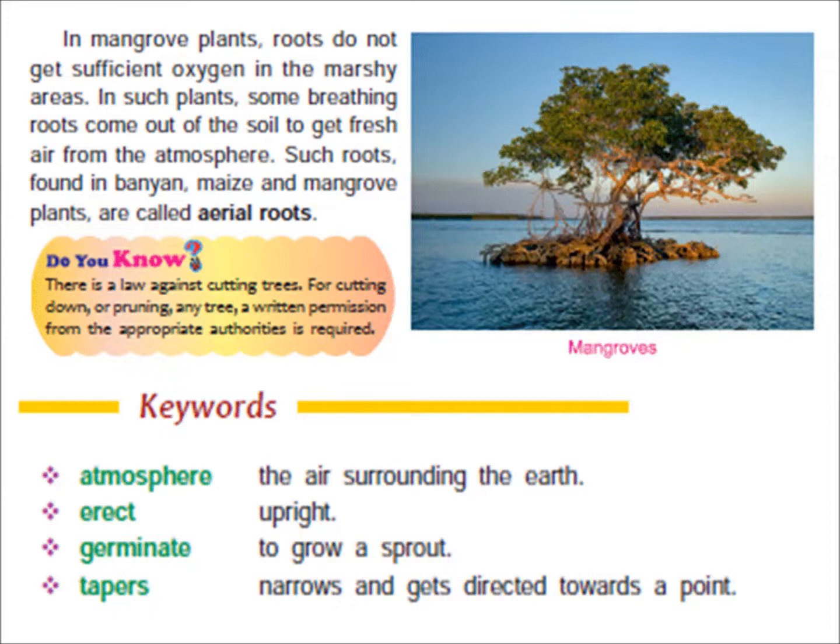Now some keywords are given here. First one is atmosphere. It means the air which surrounds the earth is called atmosphere. Erect: upright, straight, it is the meaning of erect. And germinate: to grow, to sprout is called germinate. And tapers means narrows and gets directed towards a point. All of you will learn the keywords and try to write every keyword 3 times.